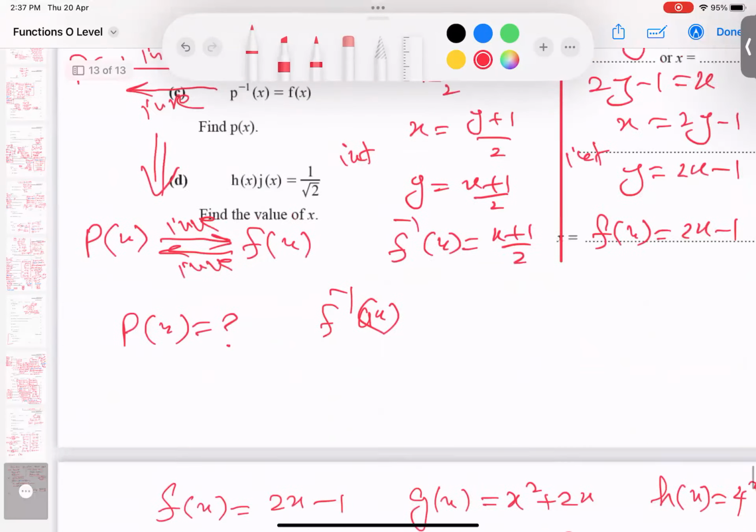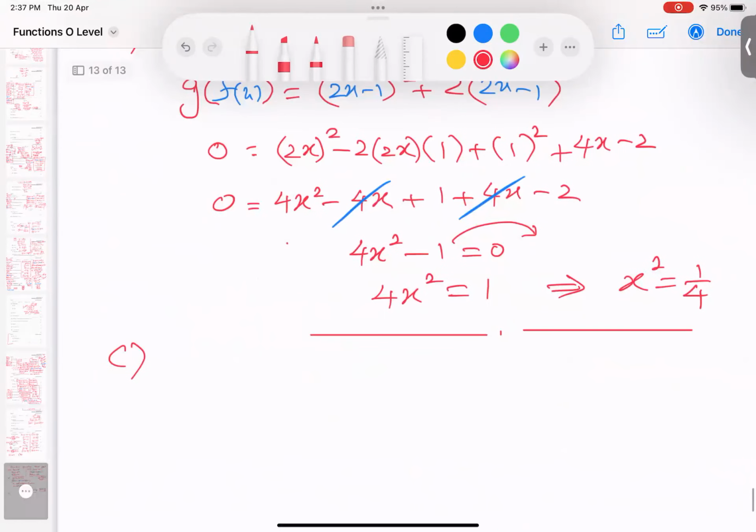Simply, to convince the examiner, students, you will just write a wording here: p inverse of x is equal to... Although you don't have to write any reason, you just mention it this way. If you find the inverse, you get p of x. Sorry, wait a minute. So when you have p of x and you find the inverse of x, you get p inverse of x.